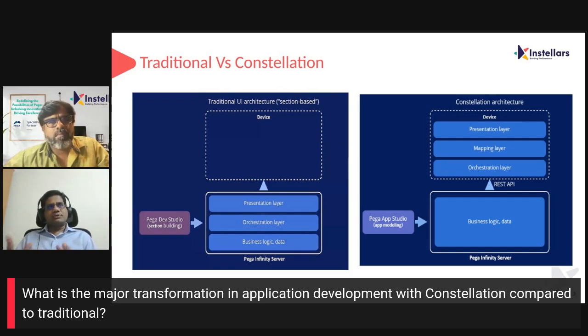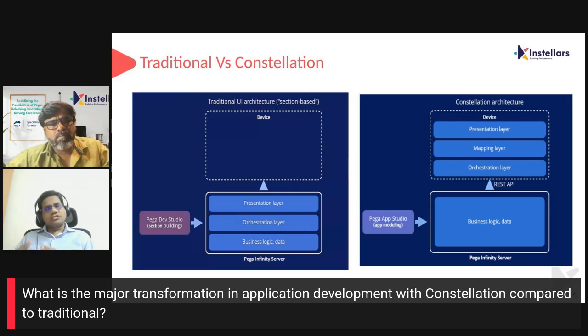The shift in development here is, in traditional, we design and build any UI we want using sections of harness. That's the way we used to follow. Whereas in Constellation, we can quickly achieve any business outcome and let Constellation take care of the creation of UI and UX rules, Manju. That's what I would say.